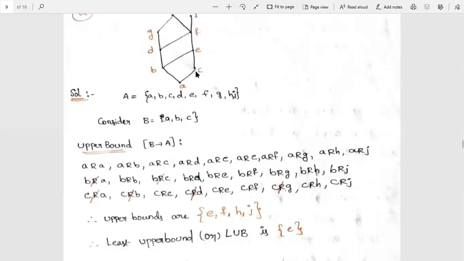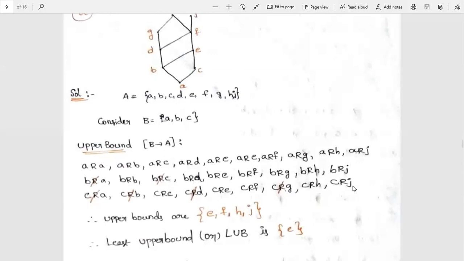And is C related to D? No, there is no path between C and D. So C is not related to D, and C is related to E, and C is related to F, and C is not related to G. Okay, C is not related to G, C is related to H, and C is related to J.